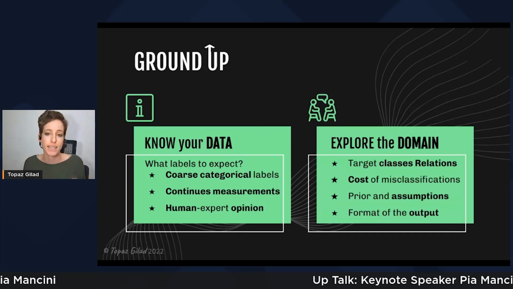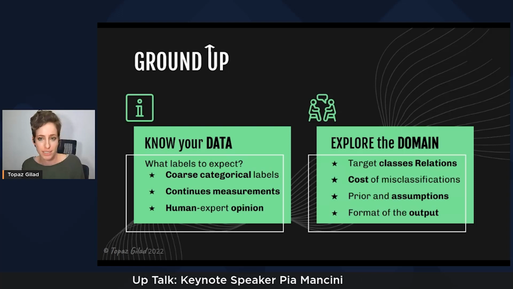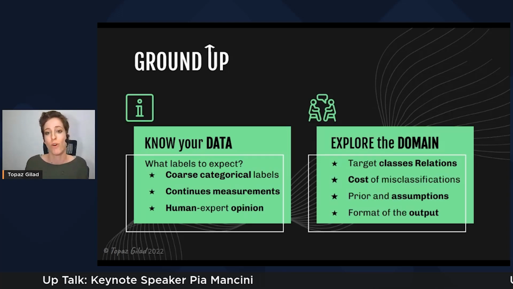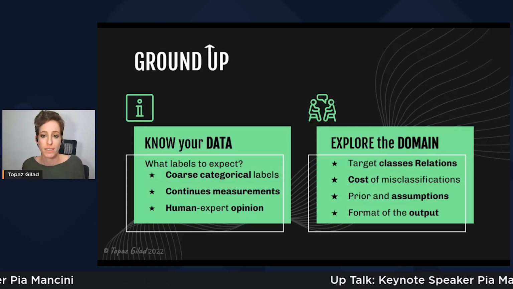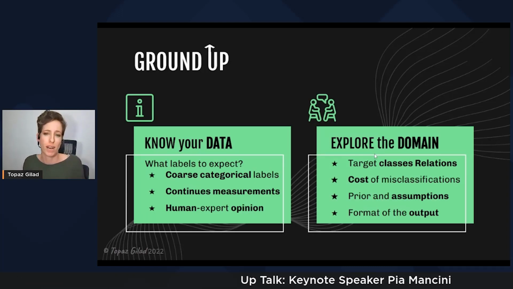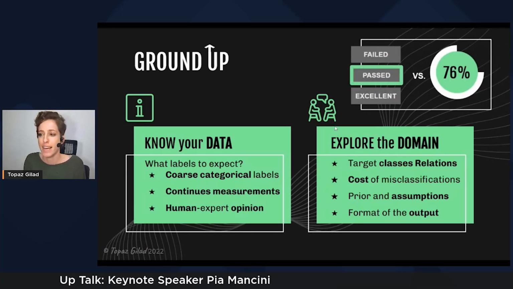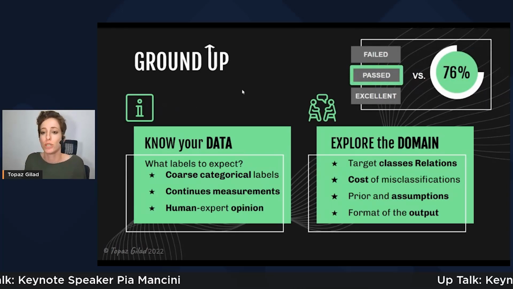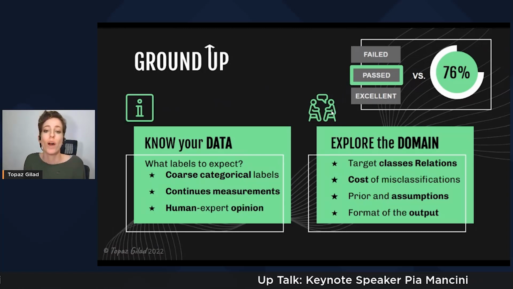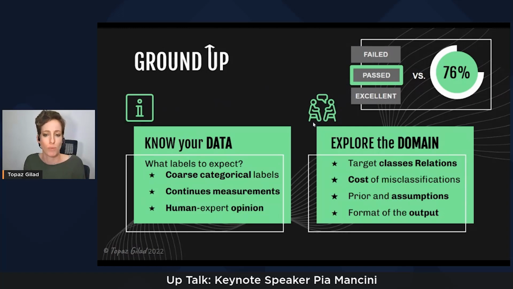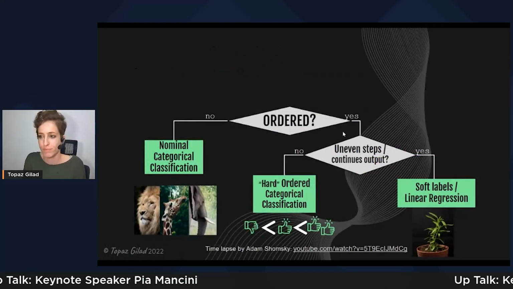Also, talk to your domain expert. Find out what the relations are between your target classes. What is the cost of each type of misclassification? What other prior assumptions can you make? And on top of that, question the format of the requested output. For example, let's say you are being asked to predict if a student will fail, pass, or excel in an exam. What will benefit the specific business goal better? A discrete answer or a number between 0 to 1.